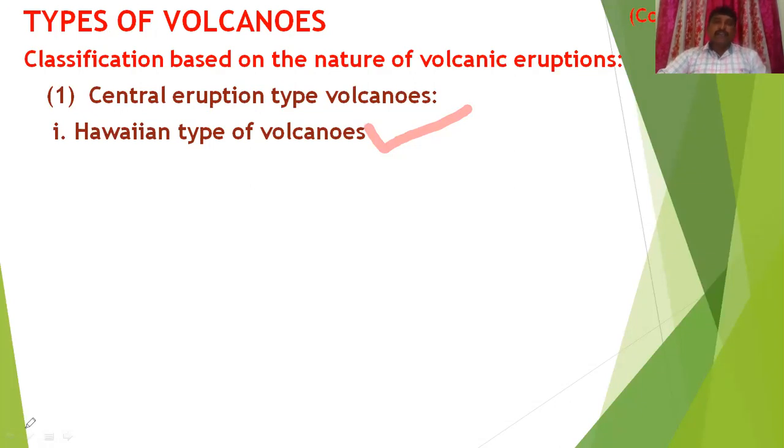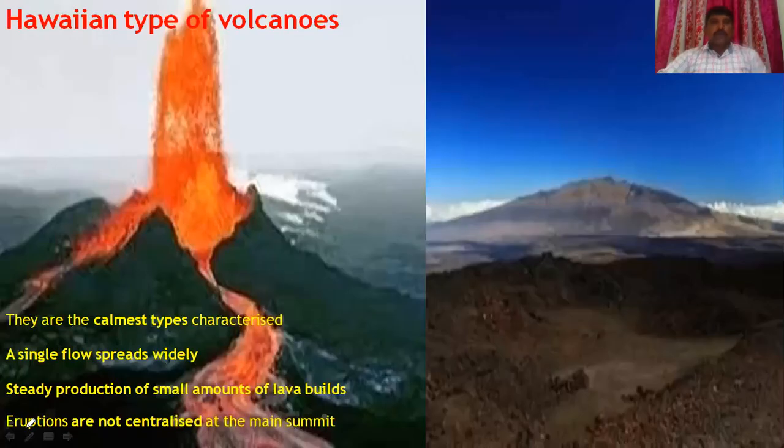A single flow spreads widely over open slopes or flows down the valleys as lava rivers. Steady production of small mounds of lava builds up the large, broad form of a shield volcano. Eruptions are not centralized at the main summit as with other volcanic types and often occur at vents around the summit and form fissure vents radiating out of the center.